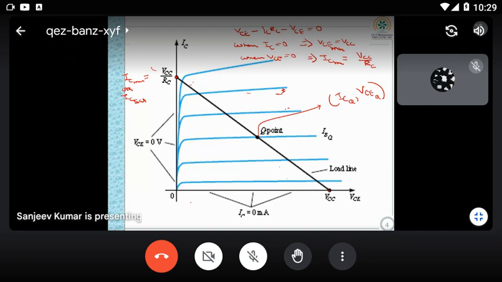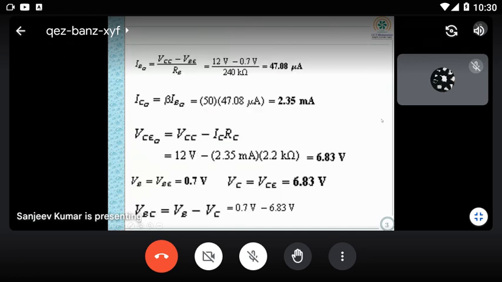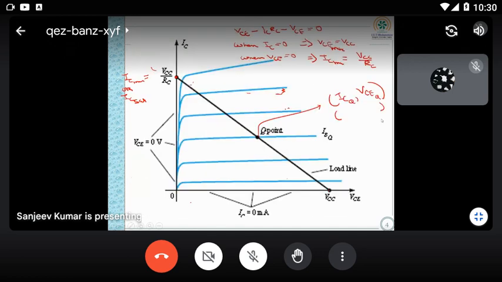Whenever the line crosses any IB current value, that is known as the Q point, and for the corresponding Q point you can write ICQ and VCQ. So whenever it is asked to plot, the corresponding ICQ and VCEQ are already achieved. IBQ also you have done, so you can write it in this graph. What IB did you get? 47.08 microampere. So here you can write 47.08 microampere.